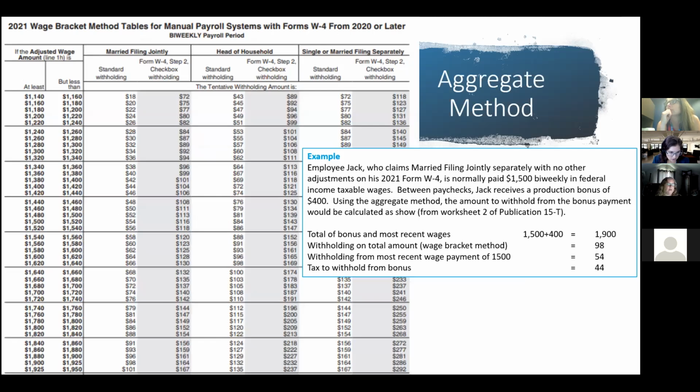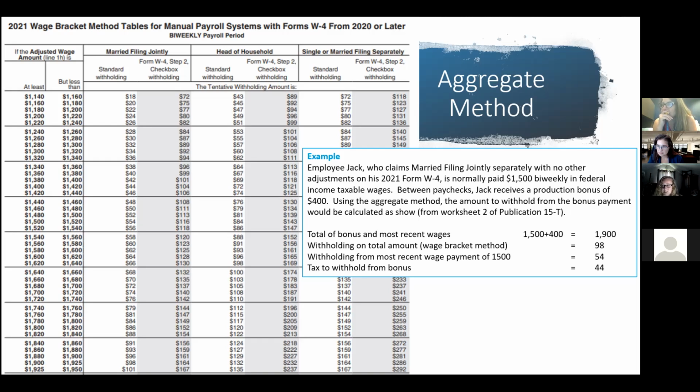Can I ask a question? Yeah. So the optional flat rate, that 22% or the 37%, is that just the federal income tax? And then you still have to take off Social Security and Medicare if they would have met those thresholds? So if they have supplemental wages that are over $1 million, they obviously would have already met the Social Security wage base. So there wouldn't be any Social Security withheld from it. But yes, you would absolutely have to withhold Medicare.